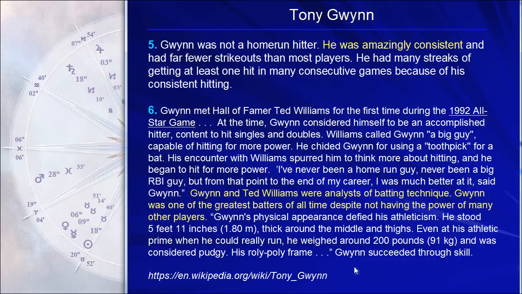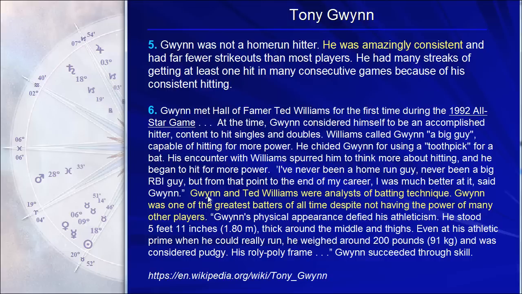Here's another little quote from Wikipedia. Gwynn met Hall of Famer Ted Williams for the first time during the 1992 All-Star Game. At the time, Gwynn considered himself to be an accomplished hitter, content to hit singles and doubles. Williams called Gwynn a big guy capable of hitting for more power. He chided Gwynn for using a toothpick for a bat. His encounter with Williams spurred him to think more about hitting, and he began to hit for more power. "I've never been a home run guy, never been a big RBI guy, but from that point to the end of my career, I was much better at it," said Gwynn.